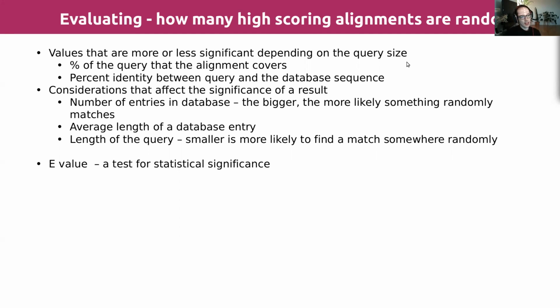Some considerations that impact the result are the number of entries and the length of the entries in the database. The bigger the database, the more likely we are to find random sequences because there are more sequences available in the first place. And then also the length of the query. The smaller it is, the more likely we are to find a match. This brings us to something called the e-value, which is a test for statistical significance. We're going to use this e-value to determine whether we should trust our hits or not.